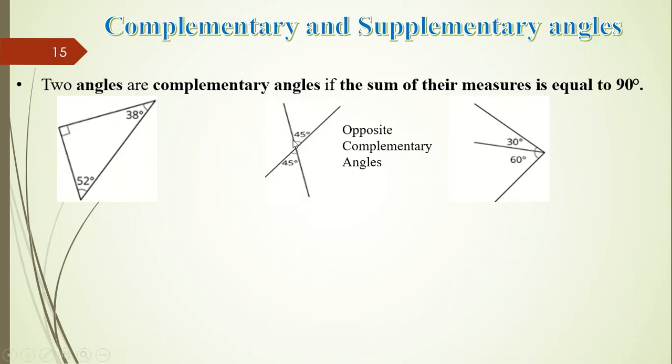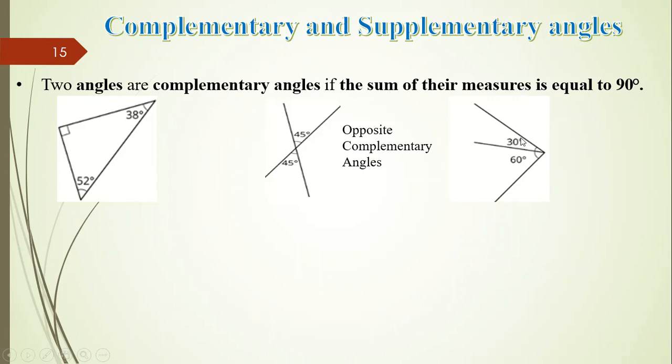Here we have opposite angles, and at the same time they are complementary. Why? Because 45 plus 45 gives 90 degrees. So these two angles are at the same time opposite and complementary. So we say that they are opposite complementary angles.